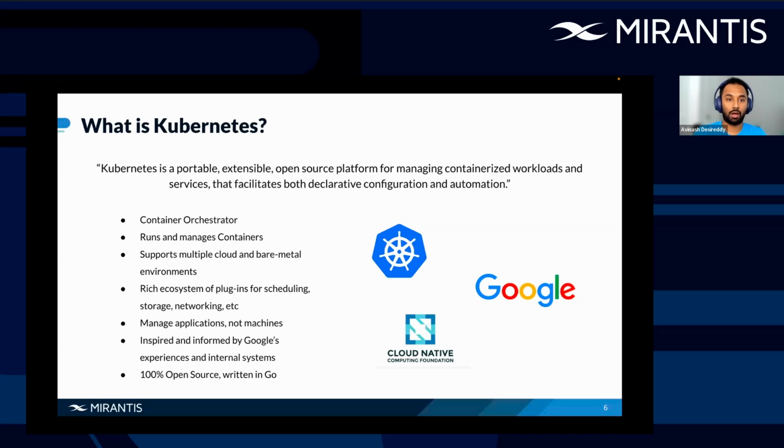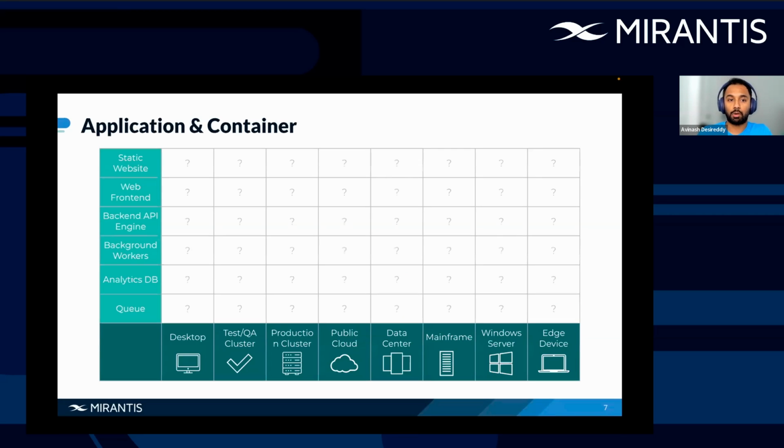And some of the features or highlights of the orchestrator are on this slide. For example, it has a rich ecosystem of plugins for scheduling, storage, networking, and it helps to manage applications, not machines. That's one other key differentiator. And so with this introduction on Kubernetes, let's talk about applications.